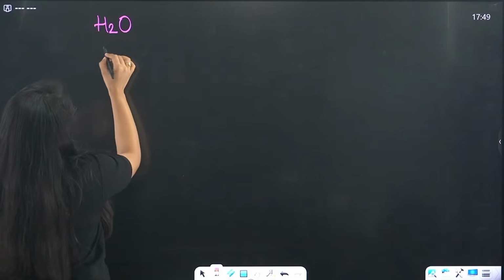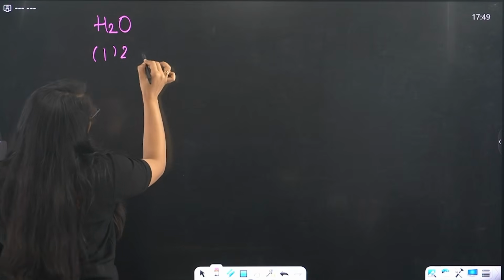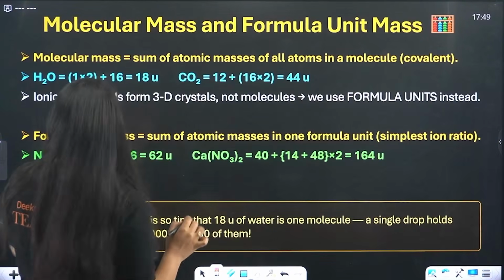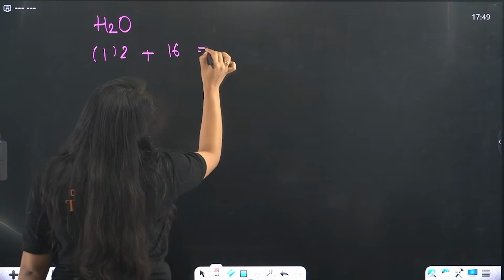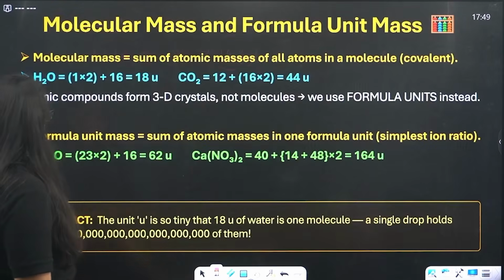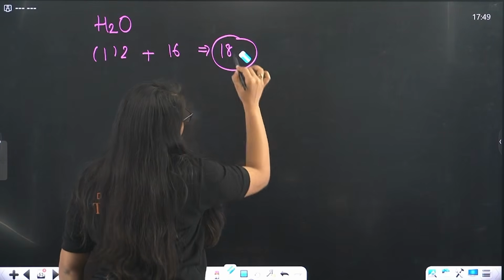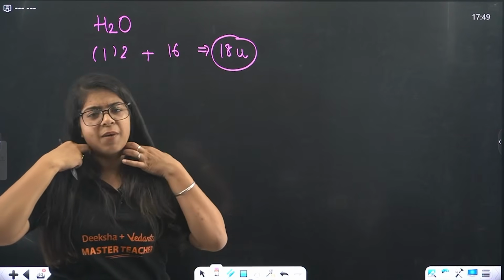The mass of hydrogen is simply 1, but there are 2 atoms, so you have to multiply this with 2. Plus the mass of oxygen, which is 16, only 1. So this will be 18 U total mass, not grams. There is a separate unit for the mass of molecules, that is U. You'll learn about that, don't worry.